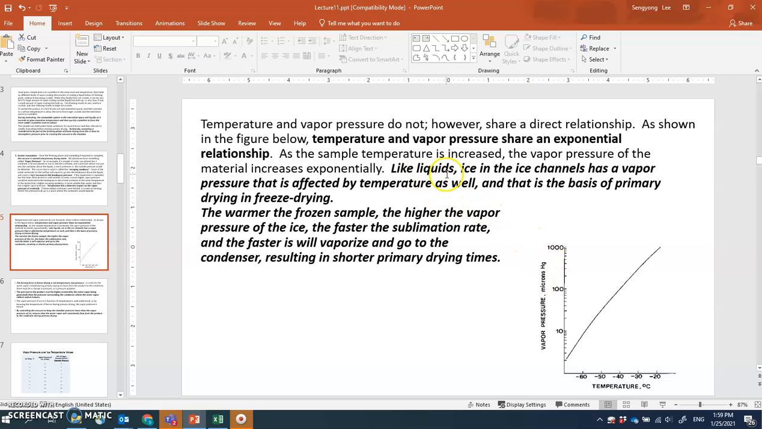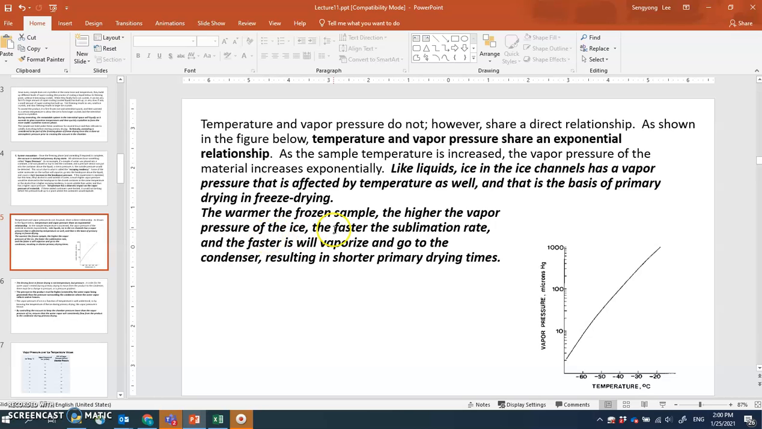So like liquid, ice in the ice channel has a vapor pressure that is affected by temperature. So that is the basis of primary drying in freeze drying, the first drying process. That drying process is established through the temperature slowly rising from the primary freezing condition. Okay, so the warmer the frozen sample, the higher the vapor pressure of the ice. So when you have a higher temperature during drying, you can establish higher vapor pressure.